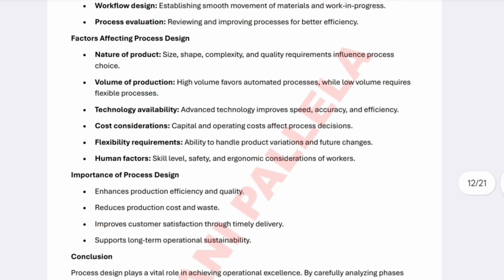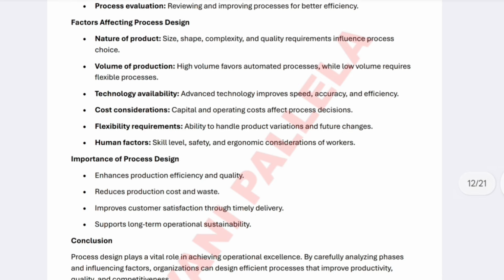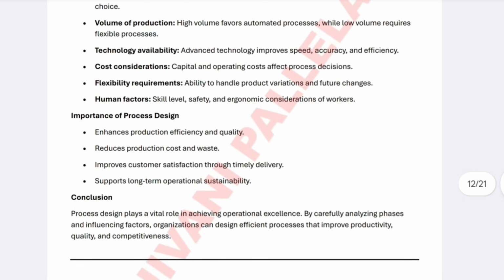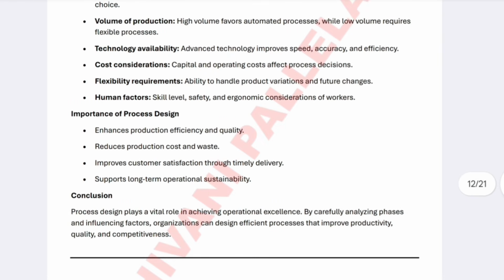Then what are the factors affecting this process design? First one, nature of product: the size, shape, design, everything, whatever the quality, quantity, complexity is there, that will be the factors affecting this. And next one, volume of production, how much high volume, how much low volume, that will also affect the factors.